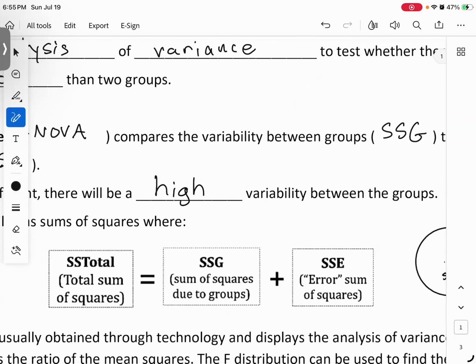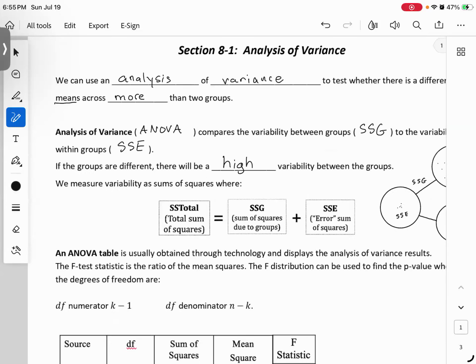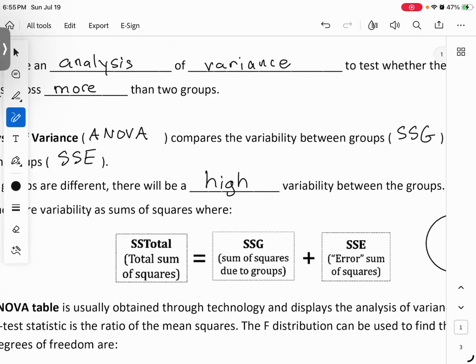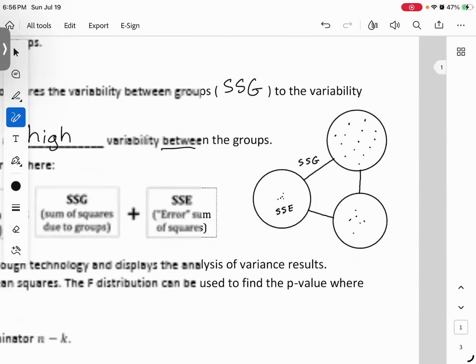Now, it's really a combination of two things. We want small SSE, like variability within groups, but then we want a high amount of variability between the groups. And just a heads up, I usually throw this on the test as a true/false question. Yeah, you want a high amount of variability between the groups, which is those lines that I did. You want those to be as spread out as they possibly can be. All right.